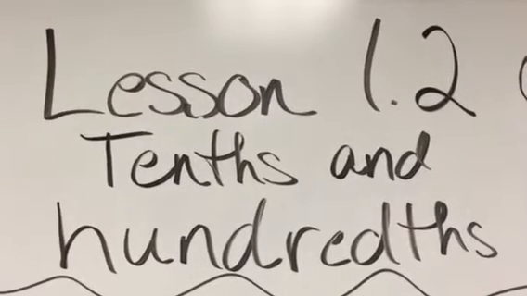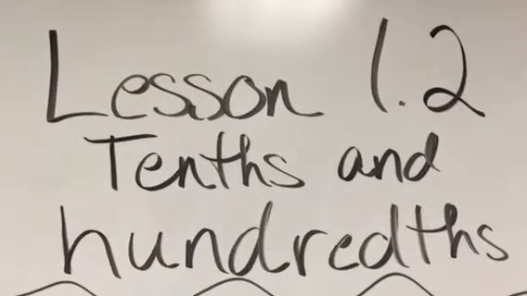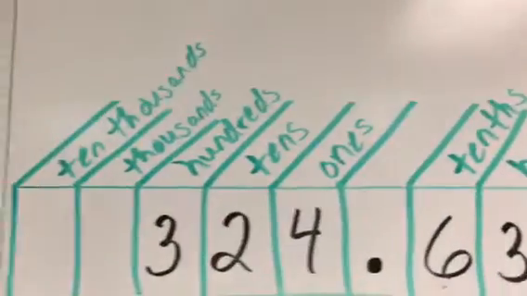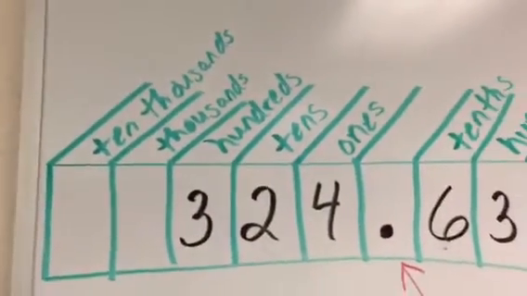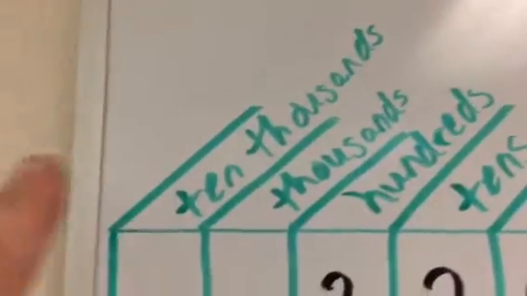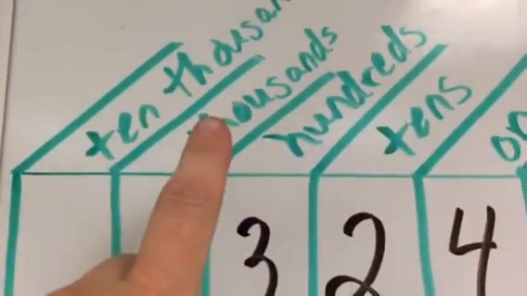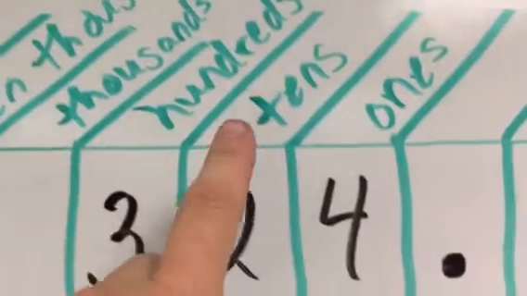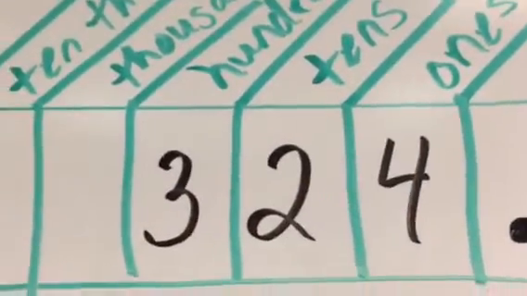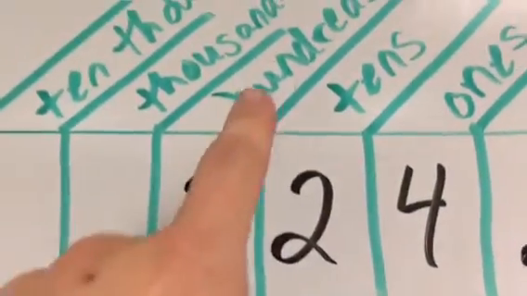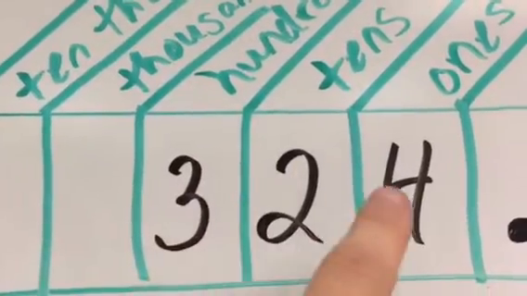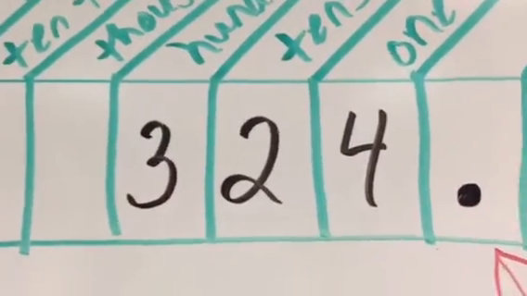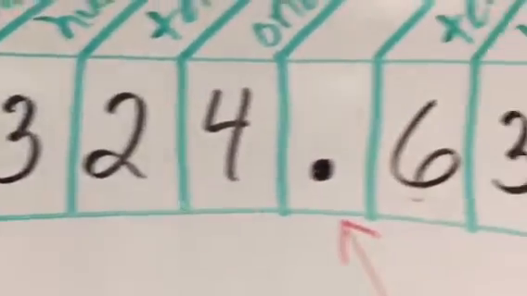Lesson 1.2, dealing with tenths and hundredths. All right, let's start out looking at what we talked about yesterday, where we have these numbers and it says the different place values, the 10,000s, thousands, hundreds, tens, ones. We talked about all that yesterday. So we'd say this is 324.